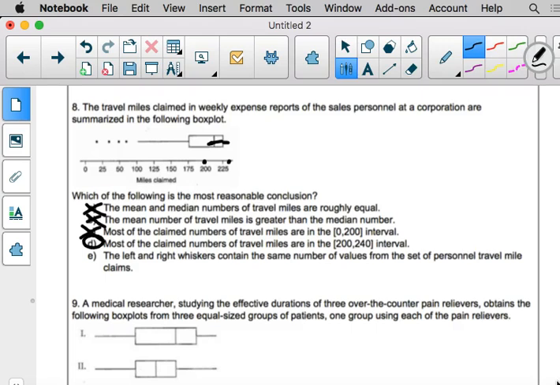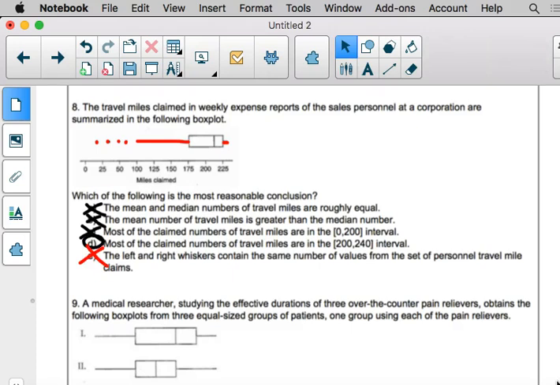E, the left and right whiskers contain the same amount of values from the set personnel travel time. That is also false, and let me show you why. Typically you're right, the whiskers should, but in this case you have these outliers. Those outliers are taking away from the whisker. So the left whisker actually has less than the right one because you've removed a couple data points as outliers. That would be true if it wasn't for the fact that there are outliers that have been pulled out of that whisker.